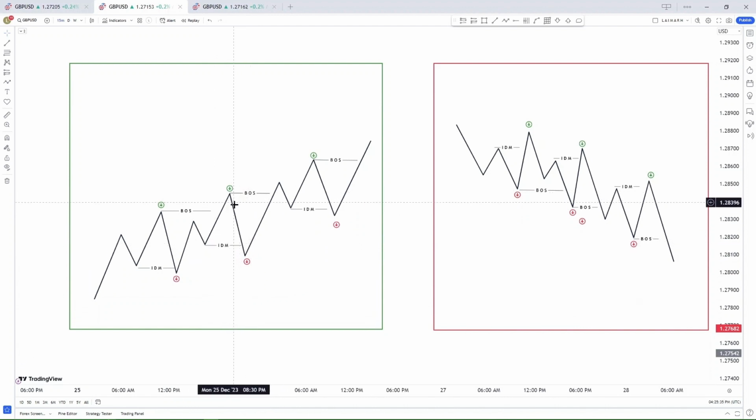So this point right here is going to be regarded as what? A structure point. So you can see how the structure is being mapped over here. Let's move to the bearish side. The same thing happens when this inducement is not being taken.